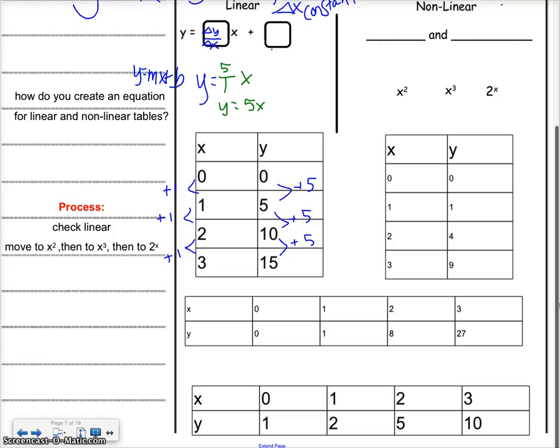Let's just check it. 5 times 0 is 0. 5 times 1 is 5. Notice I'm putting my x in and making sure that it equals my y. Now I'm putting the 2 in where the x is. 5 times 2, 10. 5 times 3, 15. That one's done.